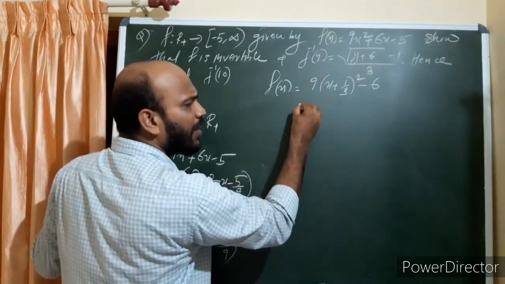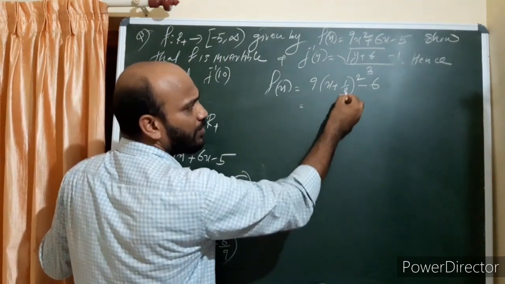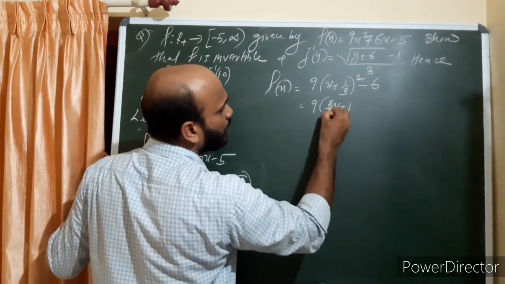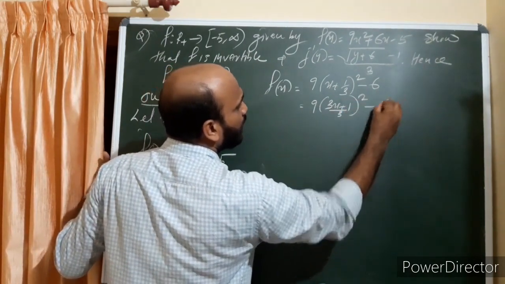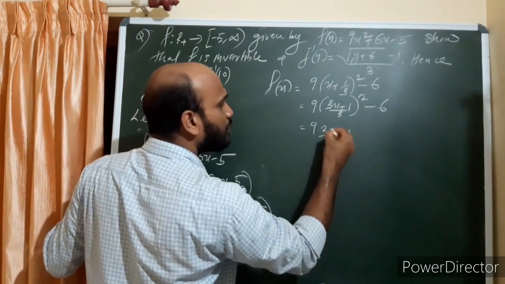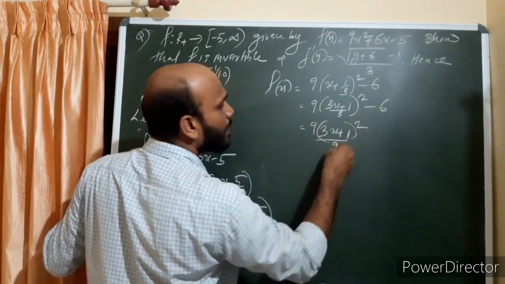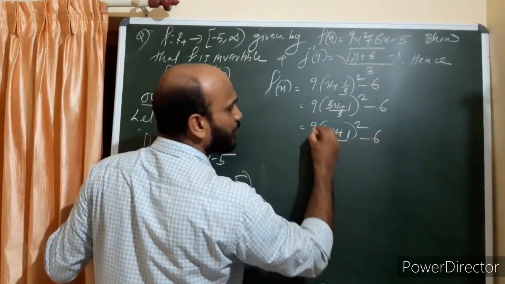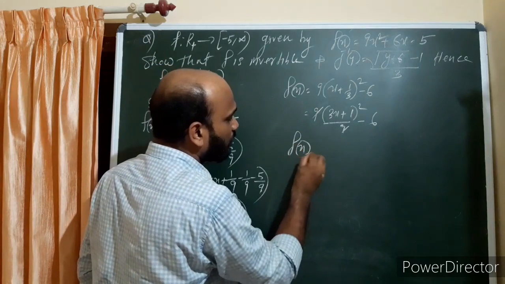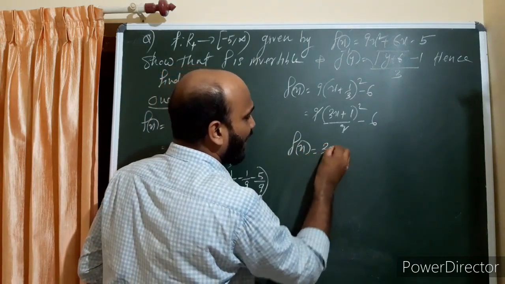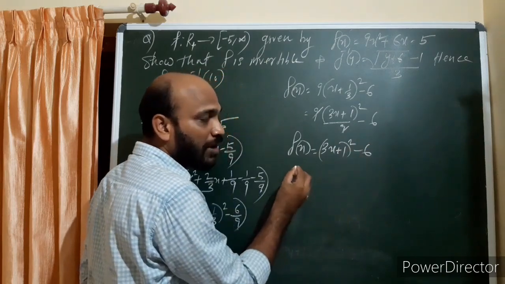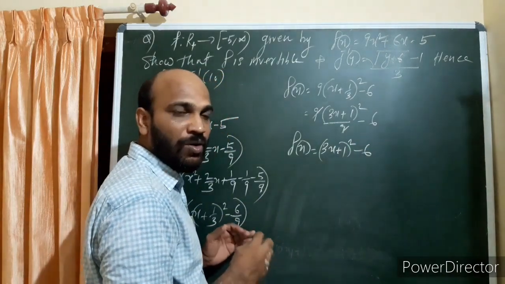So now again if you want you can simplify. You can find the LCM here. So you'll get 9 into 3x plus 1 by 3 whole square minus 6. That is 9 into 3x plus 1 whole square by 9 minus 6. So we can cancel 9. So we will get f of x equal to 3x plus 1 whole square minus 6. This f of x you have to use for finding one-one and onto.